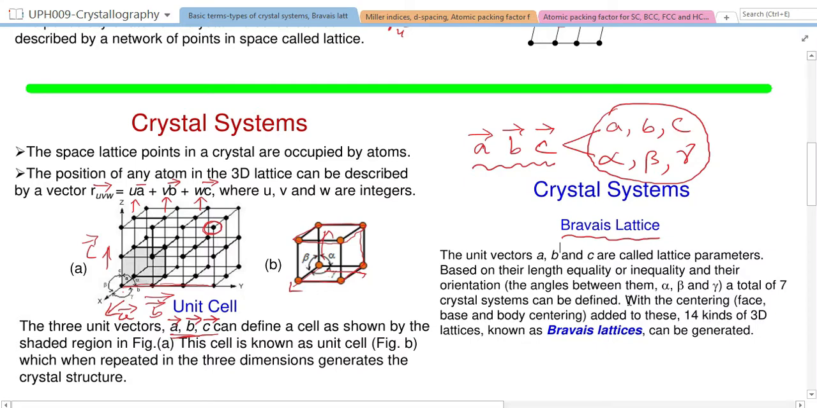But then when you want to put the atoms on these unit cells, then you have some more. How many total? 14 different kinds of unit cells. And those unit cells are called Bravais lattice. And let's see what are those.